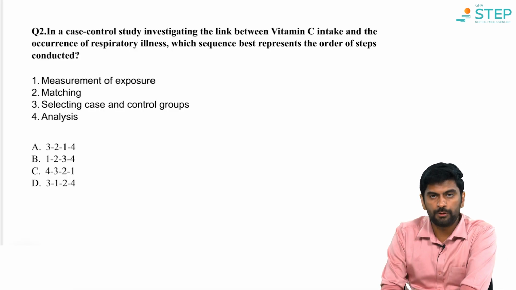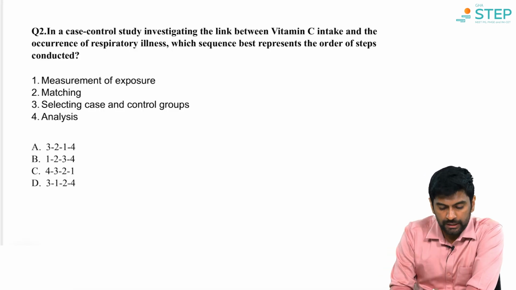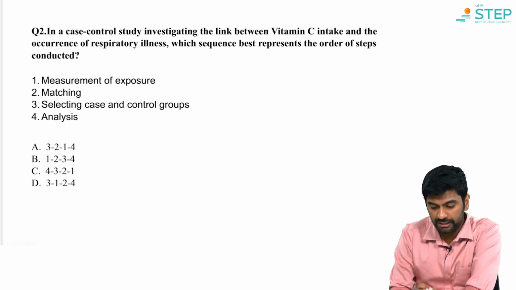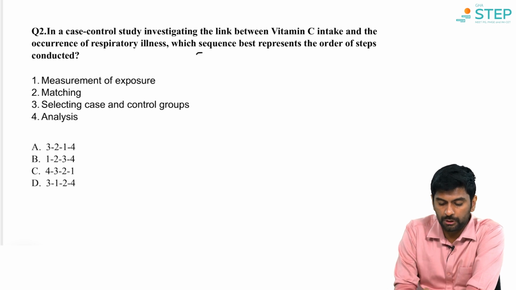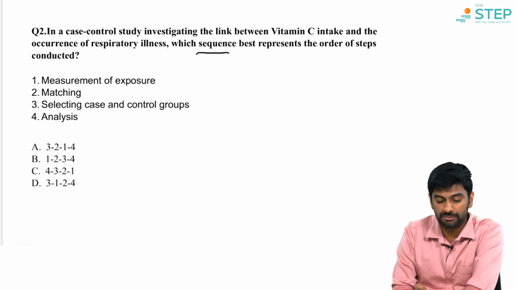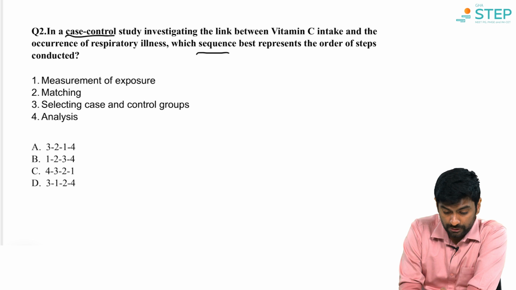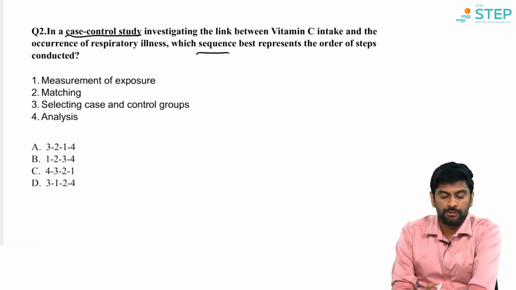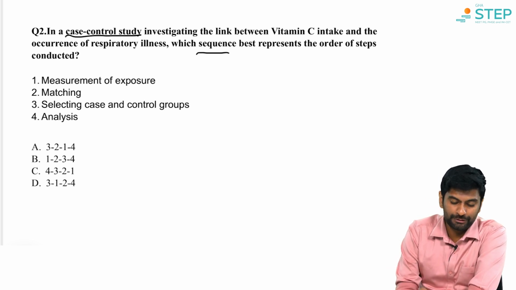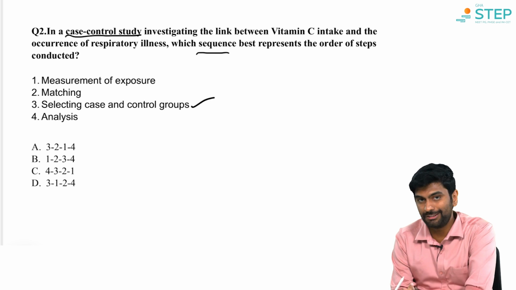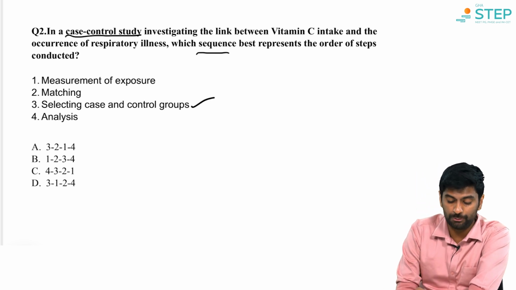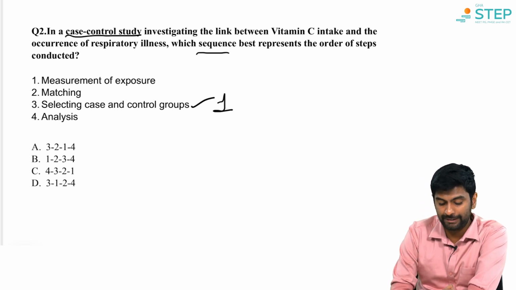We will move on to question number 2. In a case control study investigating the link between vitamin C intake and the occurrence of respiratory illness, which sequence best represents the order of steps conducted? So it's a case control study. First, logically speaking, without selecting cases and control groups, you cannot do anything, correct? So first, this has to be number 1. We have to select them.